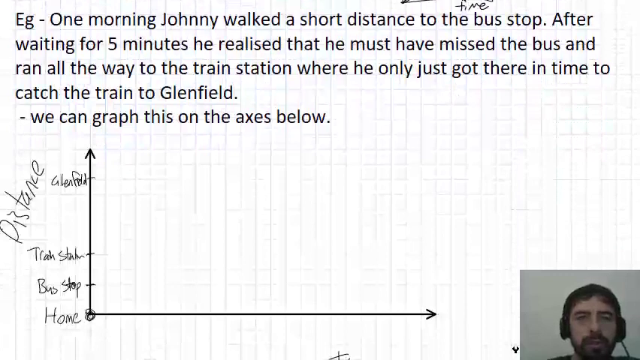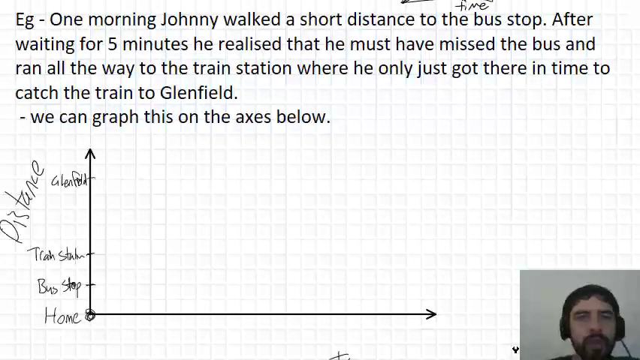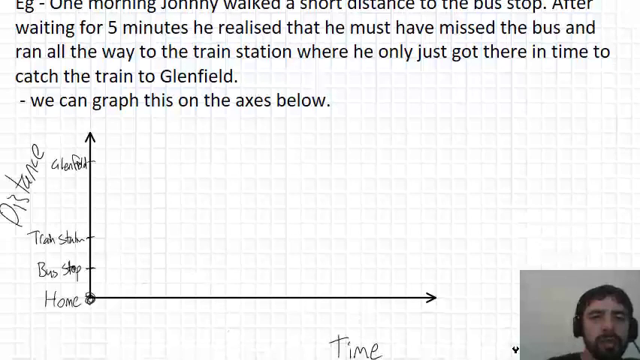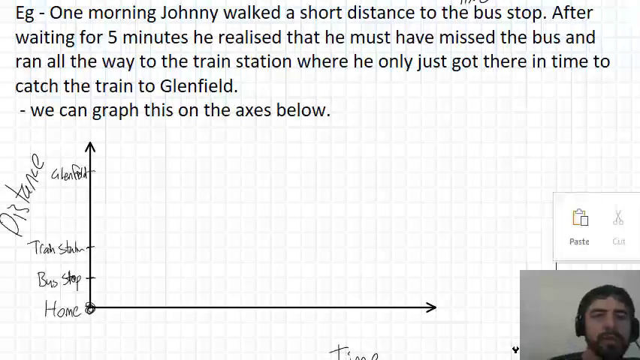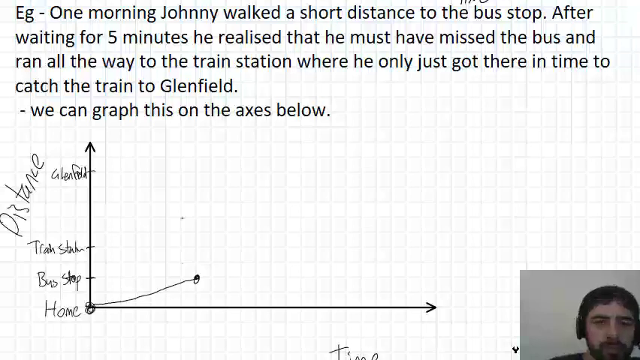One morning Johnny walked to the bus stop. After waiting for 5 minutes he realised he must have missed the bus, so he ran all the rest of the way to the train station. He got there just in time to catch the train to Glenfield. Well, to do this, what we really need to do is work out, this scale across the bottom does say time, but we're just having a go at this, so maybe he only walks fairly slowly, because that would be what you would expect.